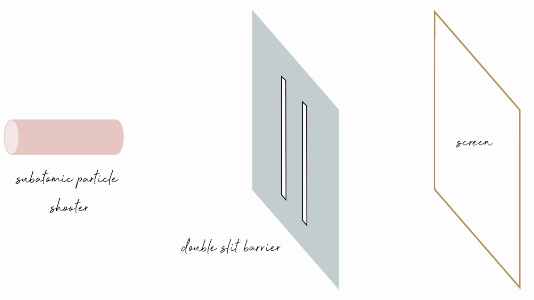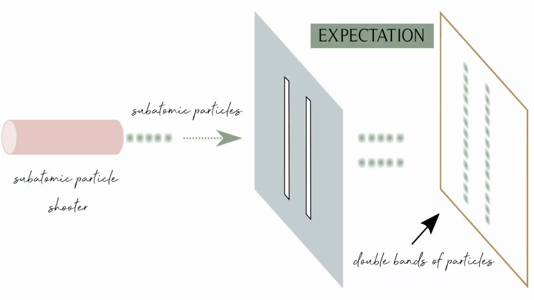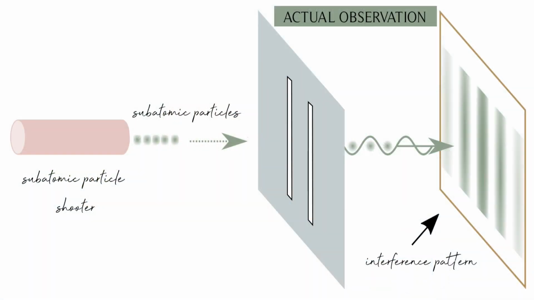Now, let's add in an additional slit. What would happen now? So if there was a double slit now in the barrier, it would make logical sense that if we were to shoot these subatomic particles, at the screen at the end, we will see two bands of subatomic particles. Now, this is what scientists first expected, but what they observed was actually very different. What they found instead was that when they shoot subatomic particles through two slits, at the end, what was created was not two bands, but in fact, an interference pattern.